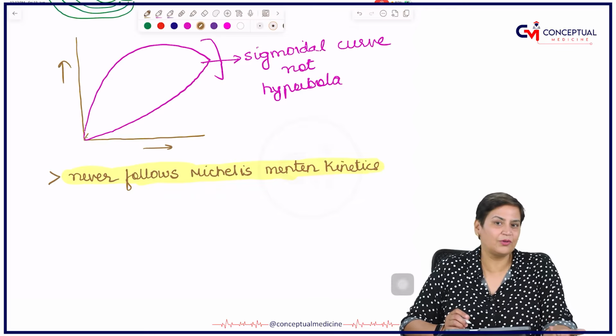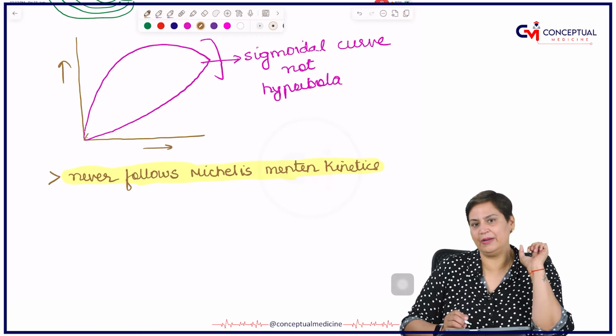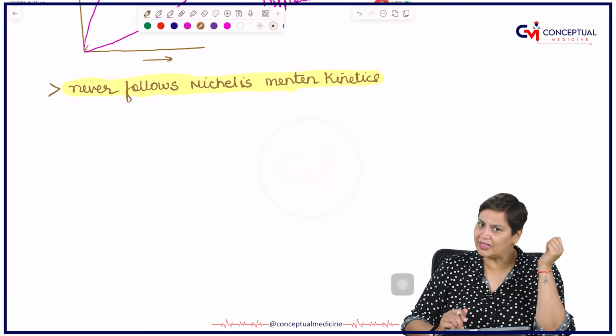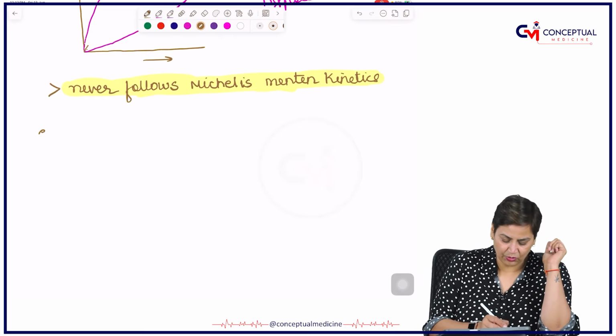So there is no concept of Km and Vmax. But yes, there were some scientists who tried classifying them into Km and Vmax, but again it will never follow Michaelis-Menten kinetics. So there will be separate allosteric modulators, and separate allosteric inhibitors. Now we will go over the examples.